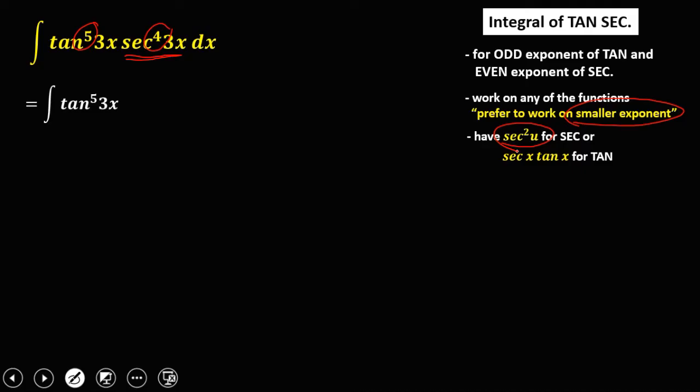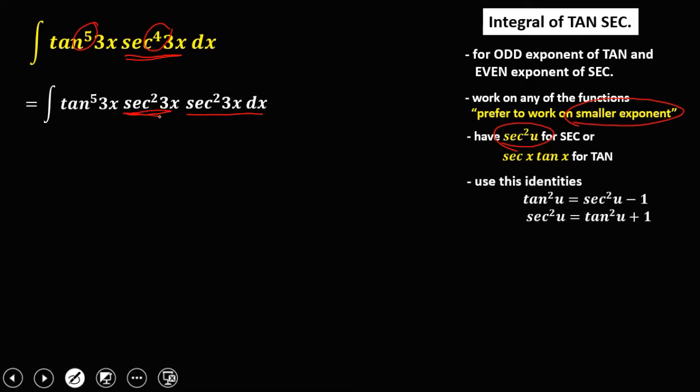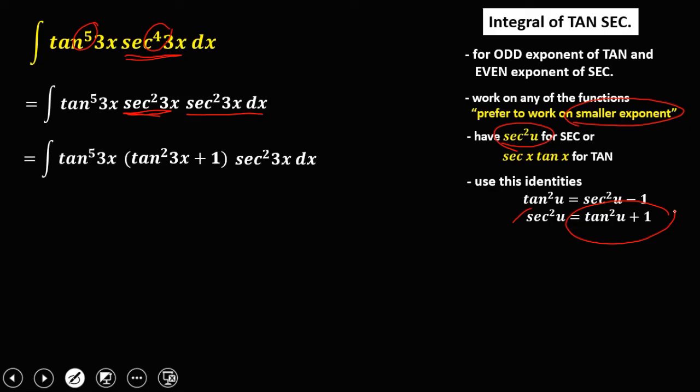So we have now tangent to the power 5 3x, then secant squared 3x, and this secant squared 3x dx. Then continue working on secant. So using these identities, for secant squared u, that's tangent squared u plus 1. So this secant squared 3x becomes tangent squared 3x plus 1. Then bring down this secant squared 3x dx.